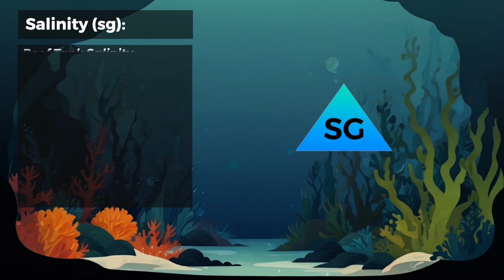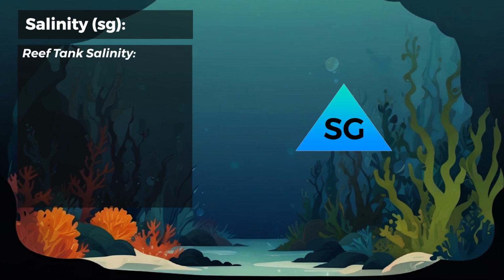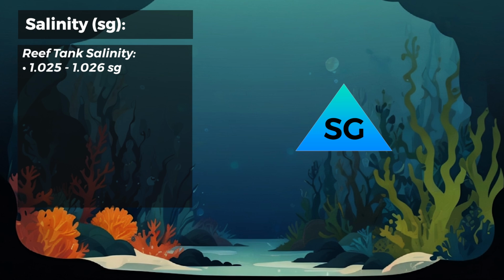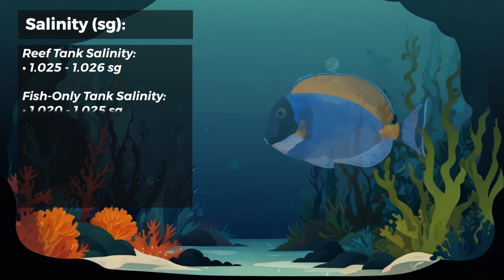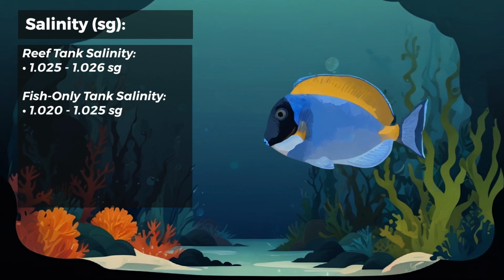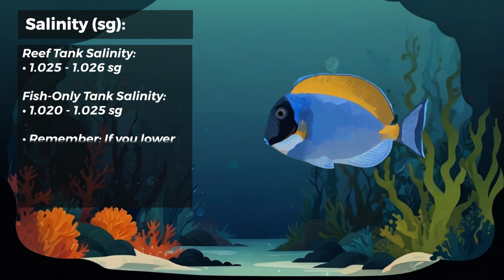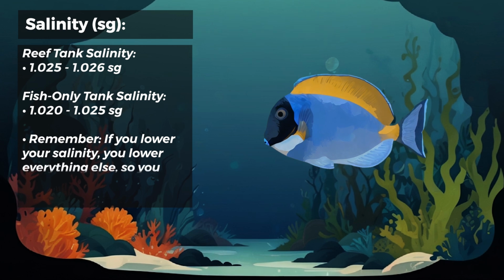The ideal salinity for reef tanks is 1.025 to 1.026 specific gravity. This range will cause dissolved calcium, alkalinity and magnesium to stay in the correct range upon mixing. For fish-only tanks, however, you can actually keep the salinity a little lower, between 1.020 to 1.025. This is because the fish themselves are less sensitive to change than corals, and saltwater parasites are less likely to establish in less saline water.